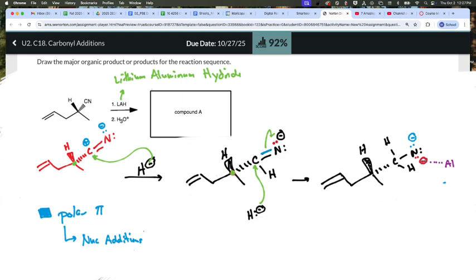Okay. Before we get too excited about moving further, Andrew asked an interesting question here because he said he saw another pi bond. Is there another pi bond in this solution? Yes. We still have the alkene pi bond. How does the alkene pi bond react?